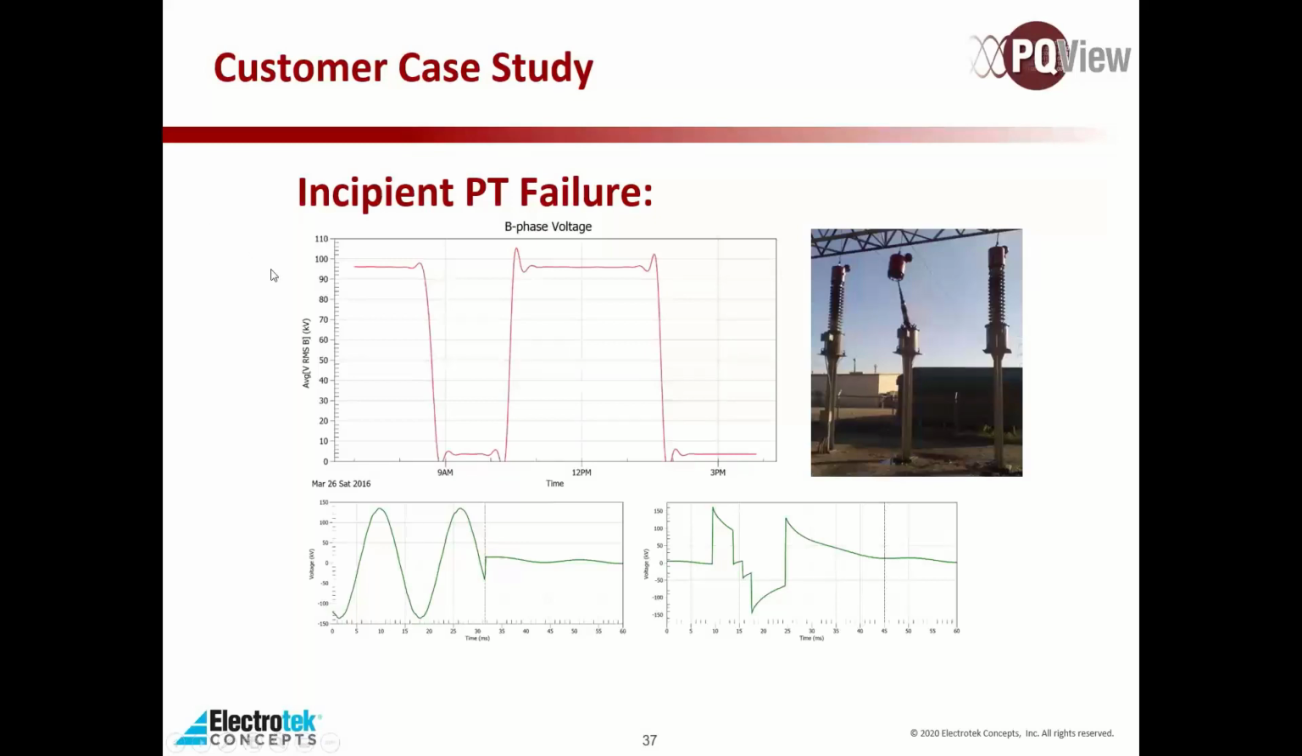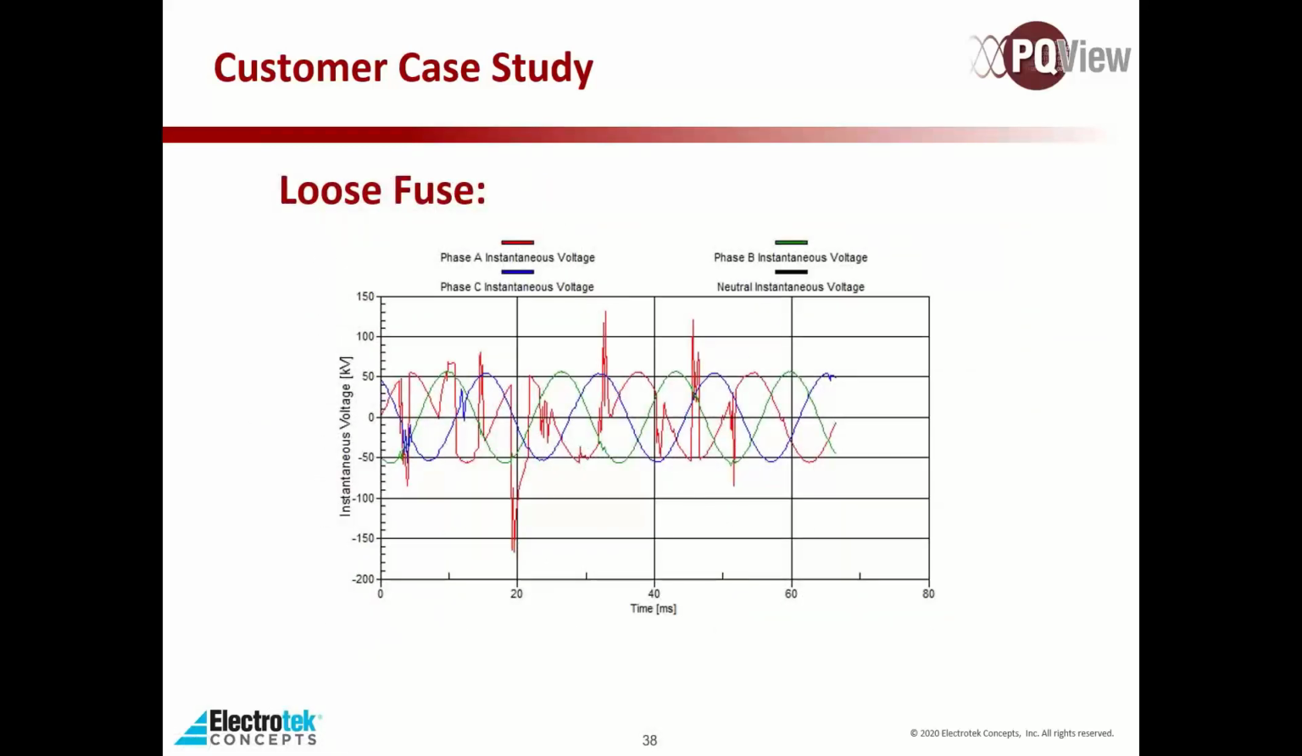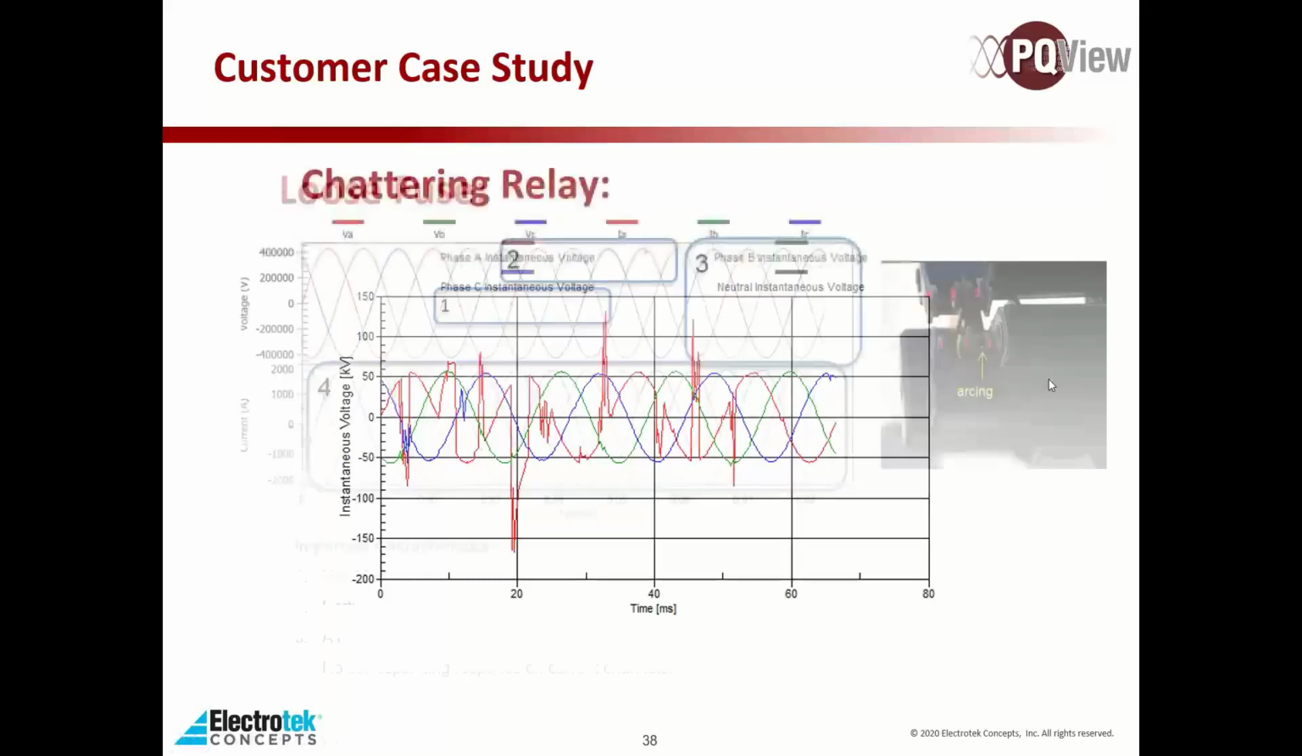This is indicating that the customer said they had an incipient PT failure that was found via PQView. That looks like a PT that already failed to me, so I'm not entirely sure. Or maybe it failed, and here they're just showing that if they were paying attention, they would have caught it before it failed on them. Here, they were showing a loose fuse at a customer's. I think this might have actually been at a service entrance. But yeah, this was resulting in bad data there.